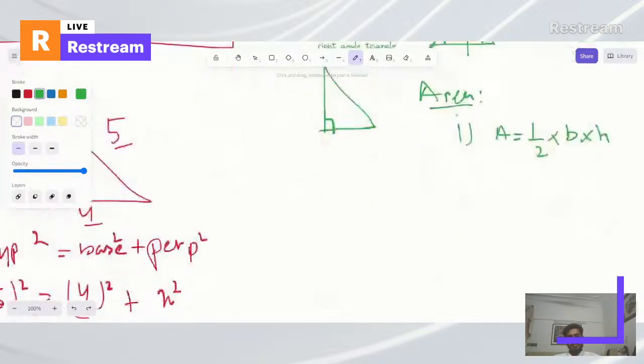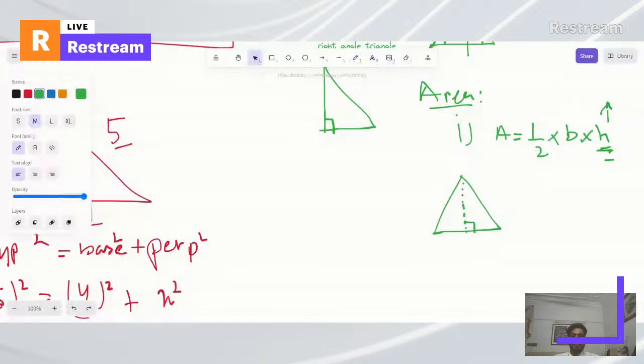So what does it mean? Let's say I have a triangle like this. There's a height. What does height mean? Height is any length which forms 90 degrees with the base, right?